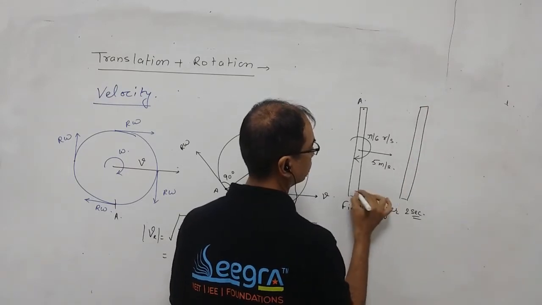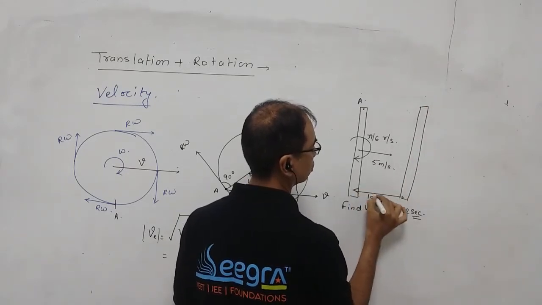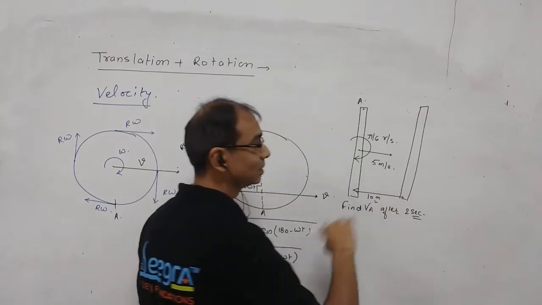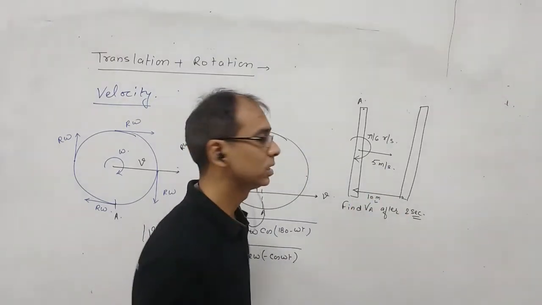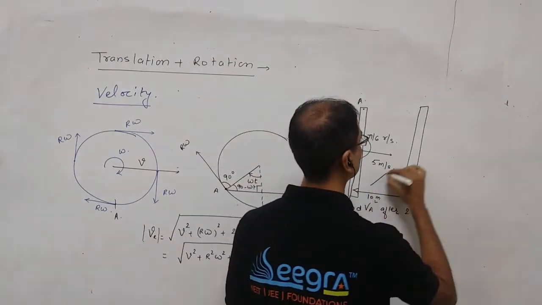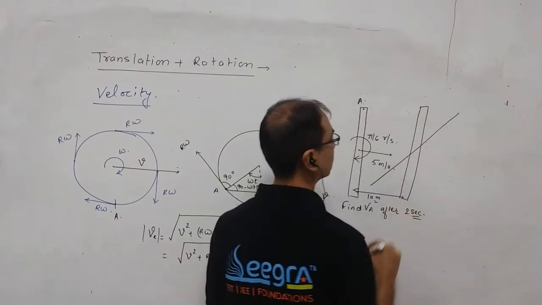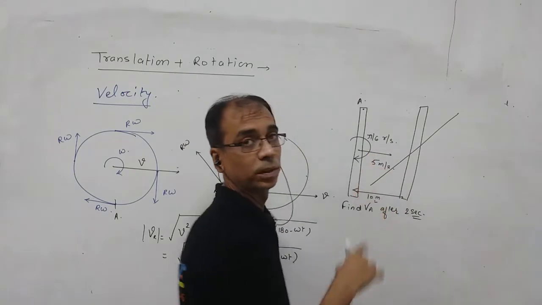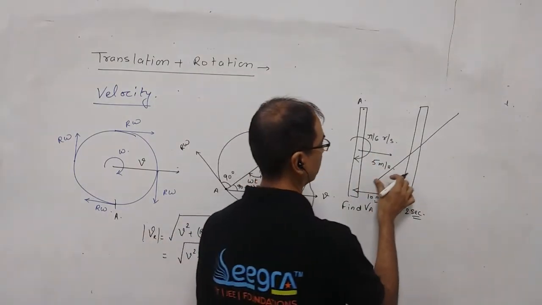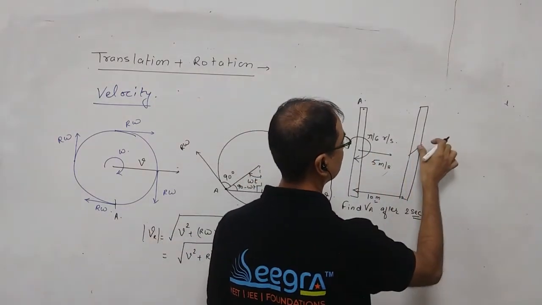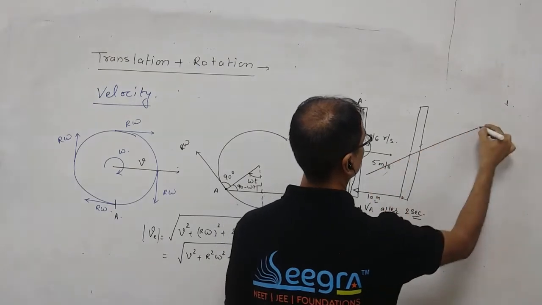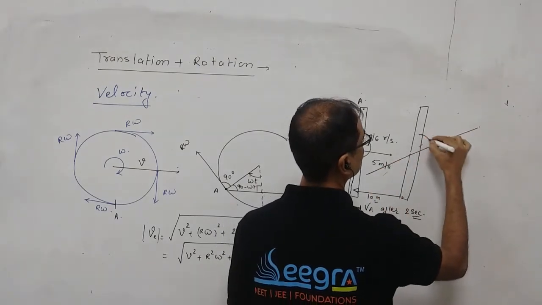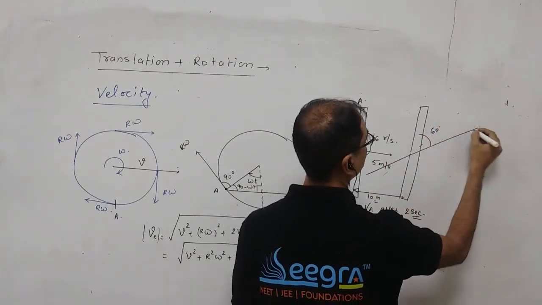It has moved 10 meters in 2 seconds, no doubt. But it has also turned. How much has it turned? 5/6 into 2, that is 5/3 radians, which means 60 degrees. Not like this, a little more. It becomes like this. This is 60 degrees. So your point A is here somewhere.